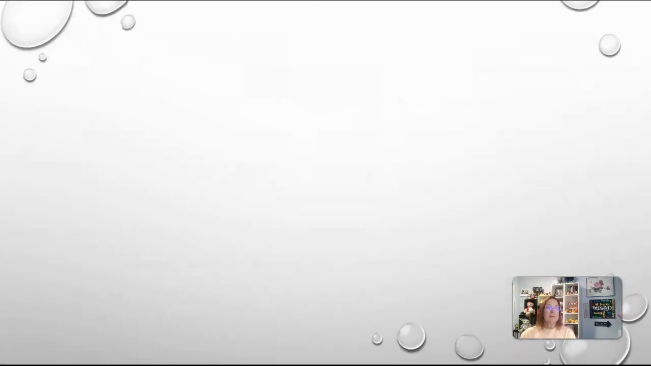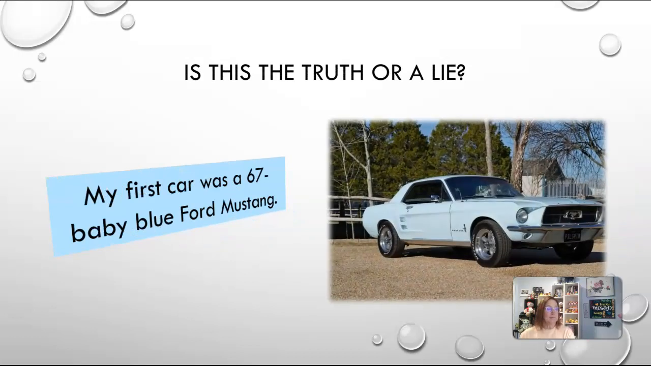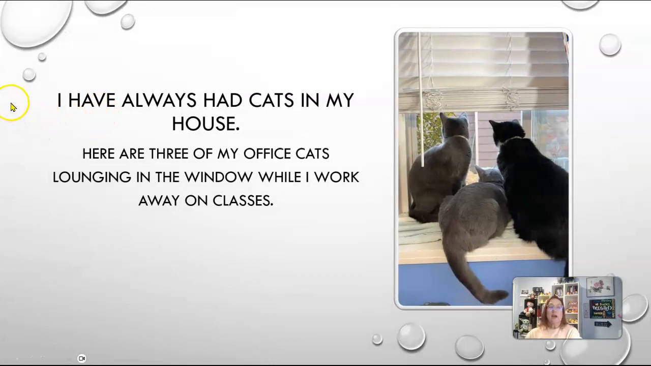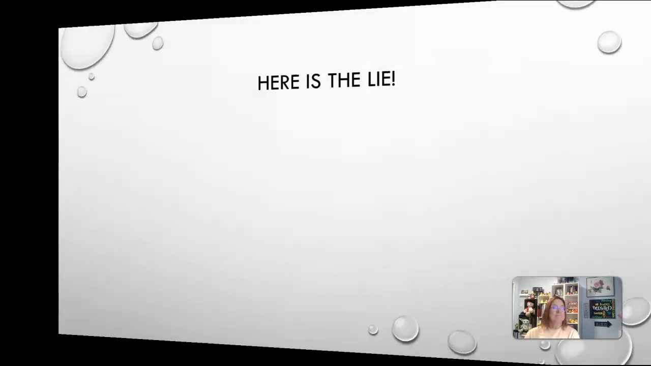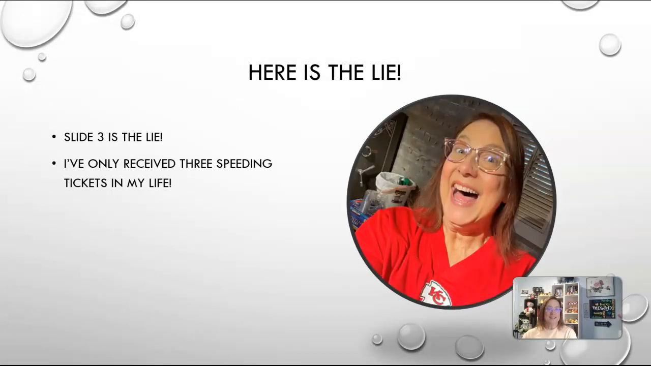Or could it be that my first car was a '67 baby blue Mustang? So which one do you think is the truth? Or which one's the lie? So I've always had cats in my house. These are my 3 cats. They like to lounge in my window while I'm working. But I also have another cat and 4 dogs. So that wasn't my lie. What was my lie? I've only had 3 speeding tickets in my life. So slide 3 was my lie.